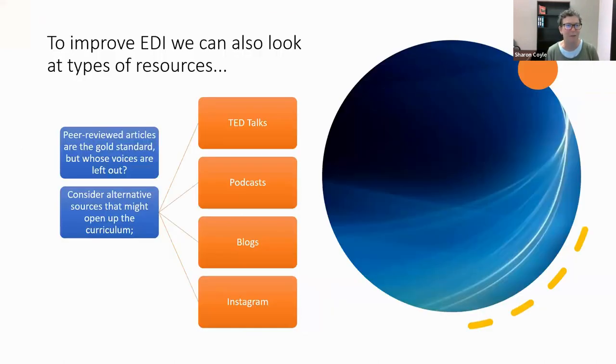So another way we can improve EDI is to look at the types of resources that we're using. And this really fits with Universal Design for Learning. You know, peer-reviewed articles are the gold standard, but whose voices are left out? So you can consider alternative sources: TED Talks, podcasts, blogs, Instagram. I'm sure there are other things, but that's just to get you thinking.